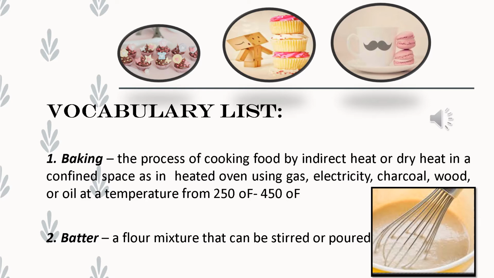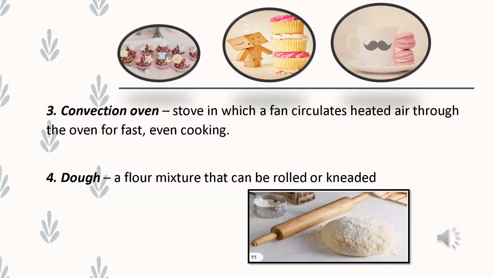Next is the word batter. It is a flour mixture that can be stirred or poured. The products of these mixtures are cakes, cupcakes, and petit fours. Number 3, convection oven. It is a type of stove in which a fan circulates heated air through the oven for fast, even cooking. Number 4, dough.